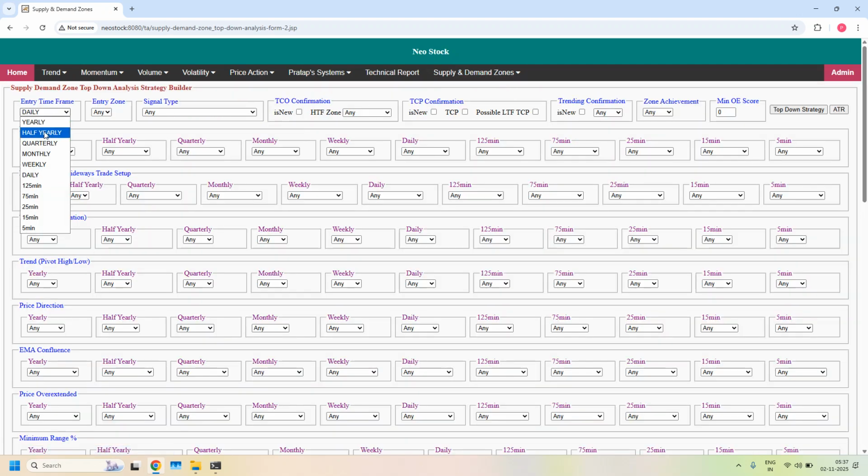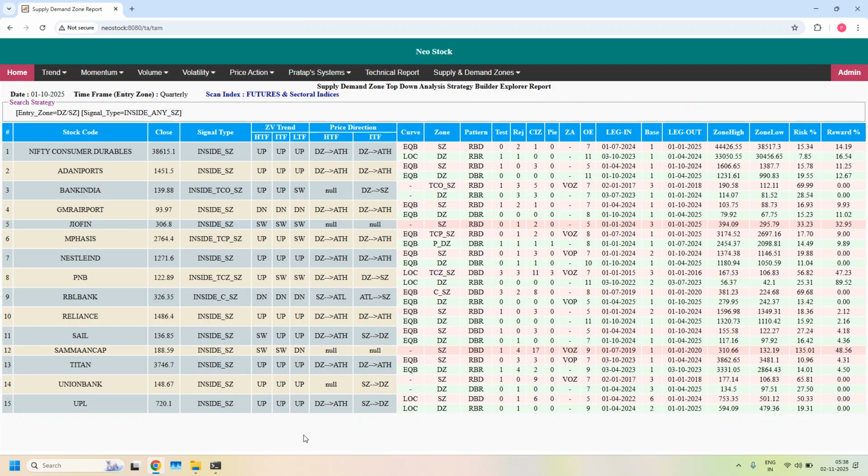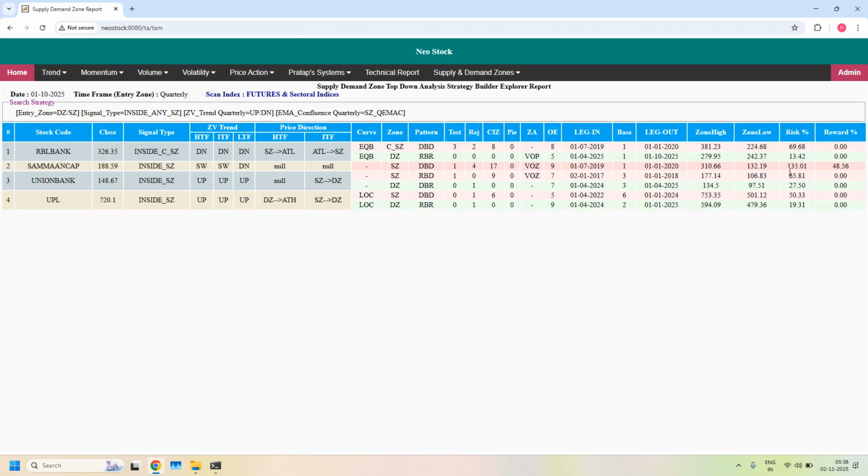Price closed inside the quarterly supply zone. We got 15 stocks. Let's further filter this list based on quarterly supply zone having quarterly EMA confluence. Trend on the quarterly should not be sideways. So we got 4 stocks.